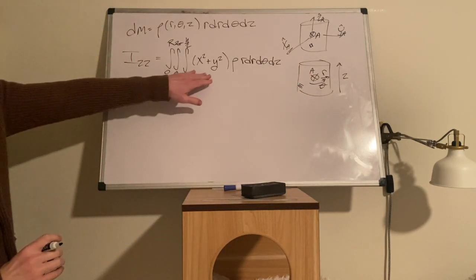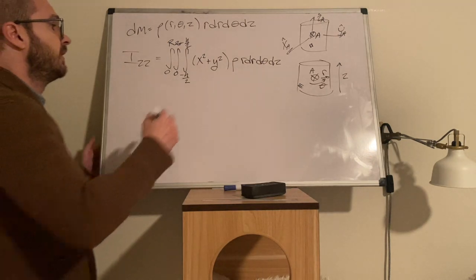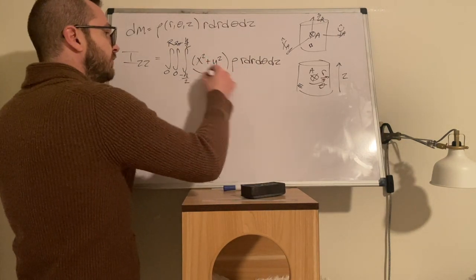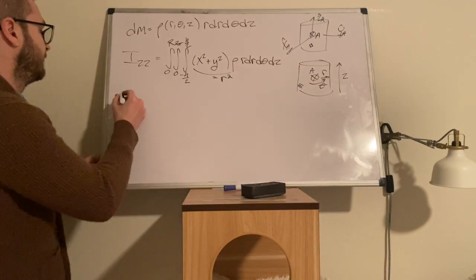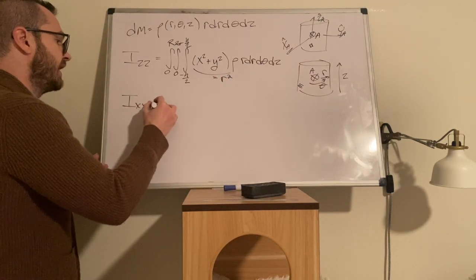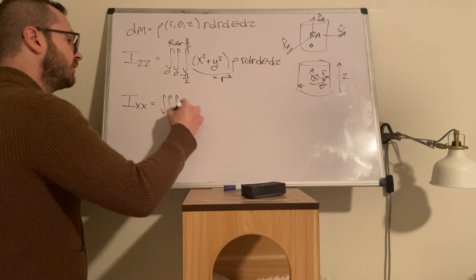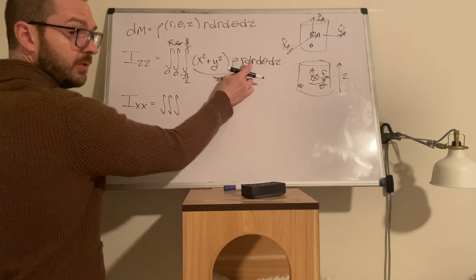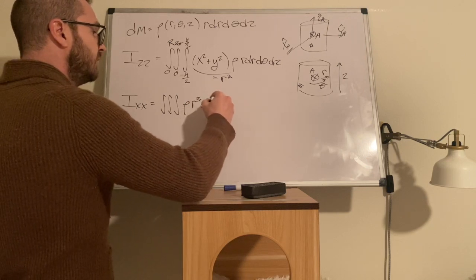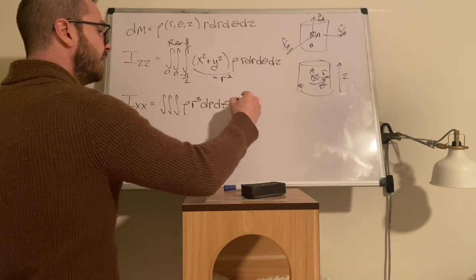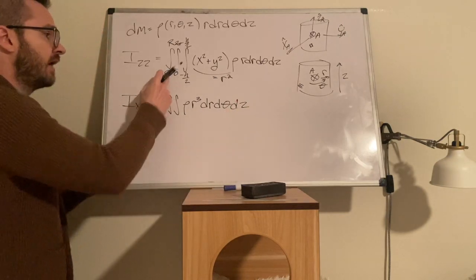Now, if you recall from polar coordinates, x squared plus y squared is equal to r squared. So our calculation now is the triple integral over r squared multiplied by r. Well, that's going to make it r cubed dr d theta dz. Same bounds on the integrals.